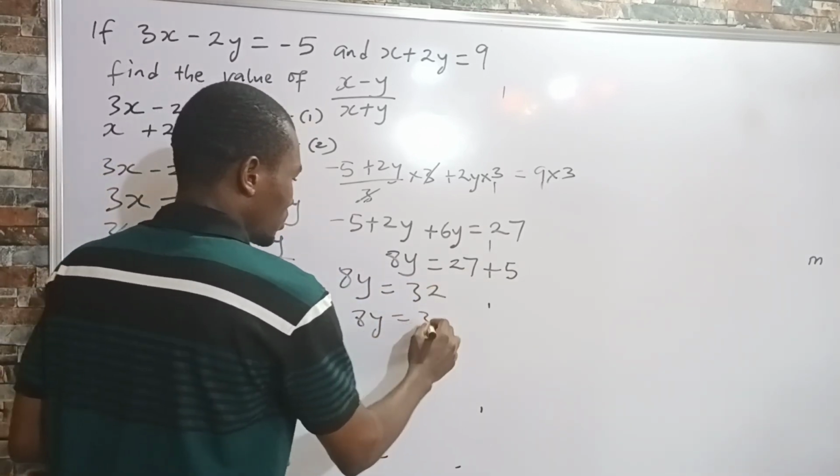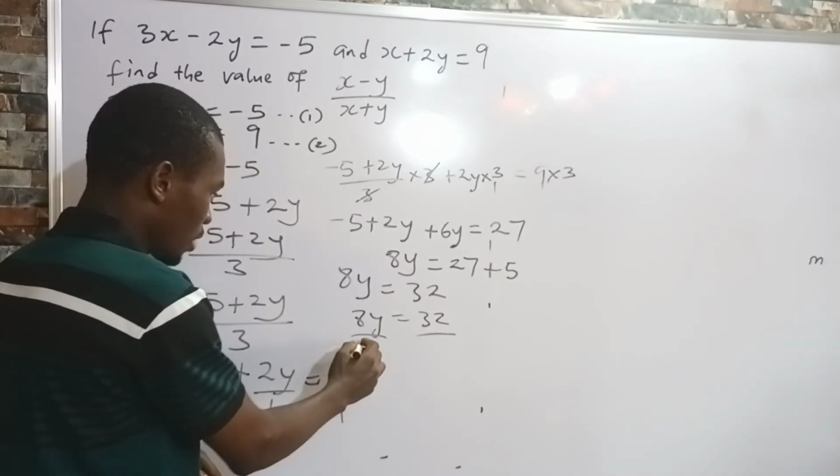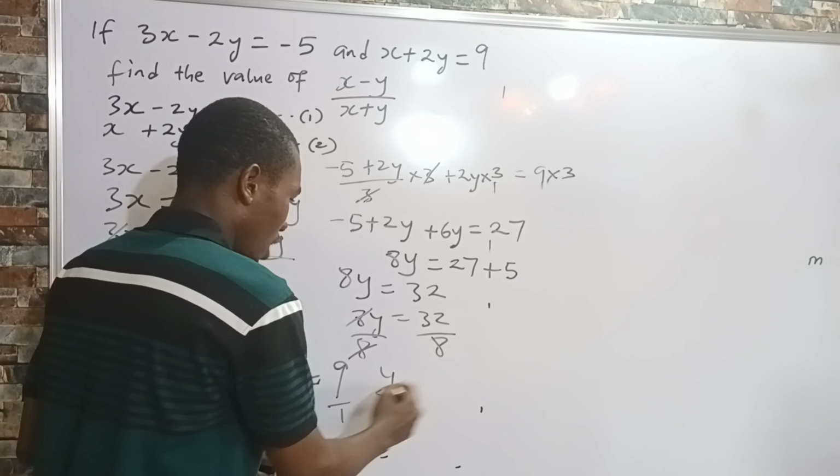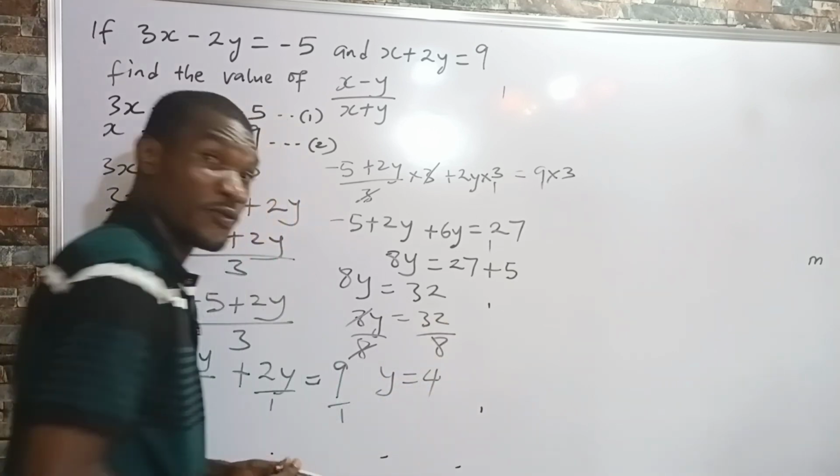Such that if I divide both sides of the equation by the coefficient of y, which is 8, 8 will cancel out 8, and we are left with y, and y is equal to 32 divided by 8, which gives us 4.